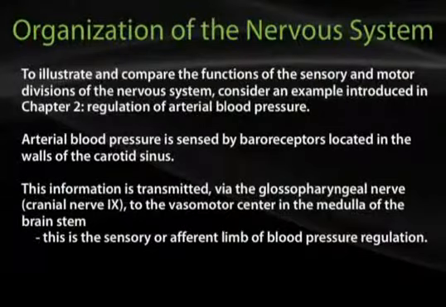To illustrate and compare the functions of the sensory and motor divisions of the nervous system, consider an example introduced in Chapter 2, Regulation of Arterial Blood Pressure. Arterial blood pressure is sensed by baroreceptors, located in the walls of the carotid sinus. This information is transmitted via the glossopharyngeal nerve, which is cranial nerve 9, to the vasomotor center in the medulla of the brainstem. This is the sensory or afferent limb of blood pressure regulation.